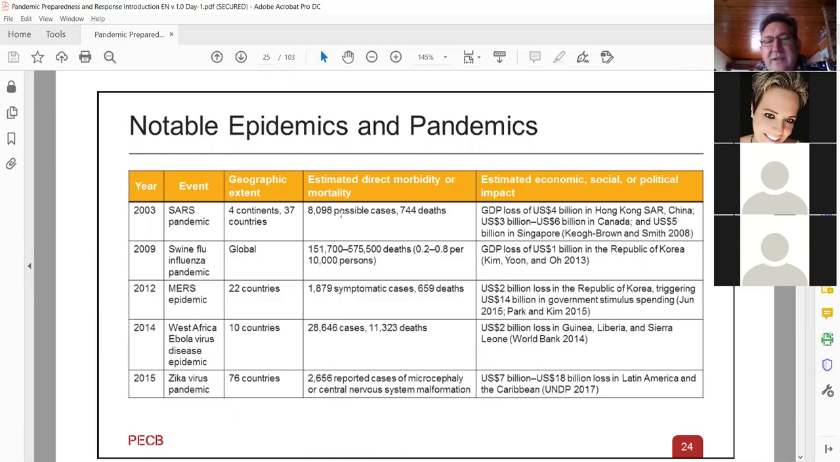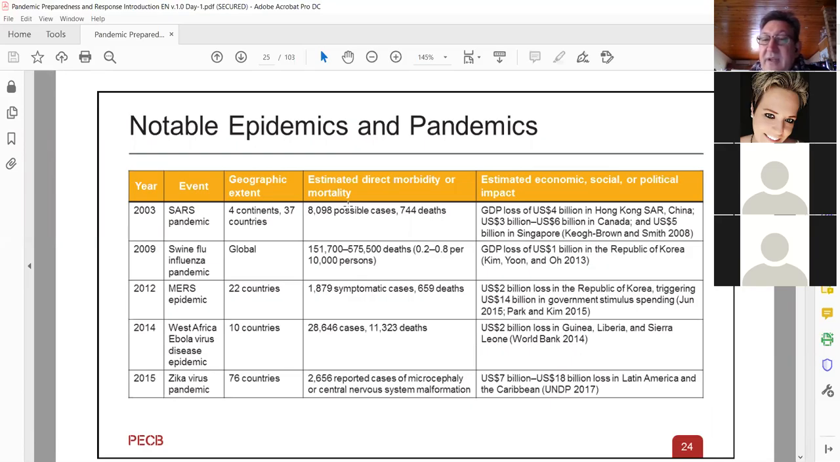Now, if you're looking at some notable epidemics and pandemics, in 2003, the SARS pandemic was announced. The geographical extent was on 4 continents and 37 countries, and the estimated direct morbidity or mortality rate was 8,098 possible cases, and there were 744 deaths.